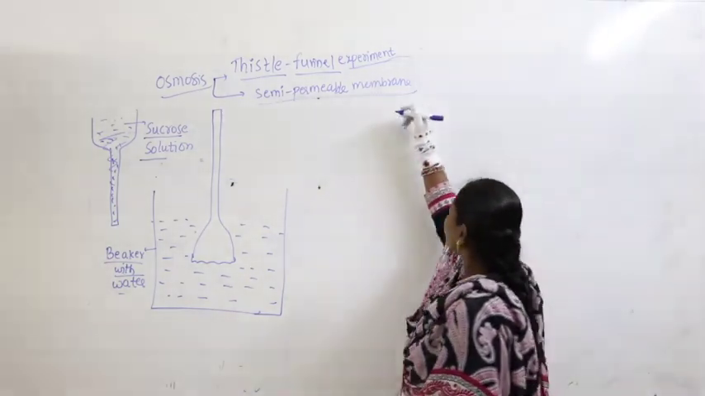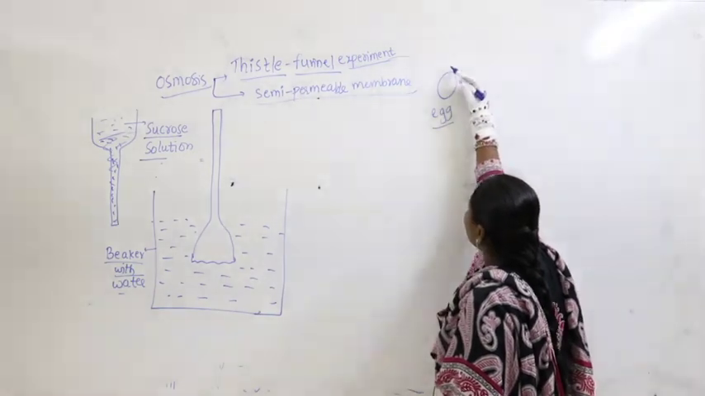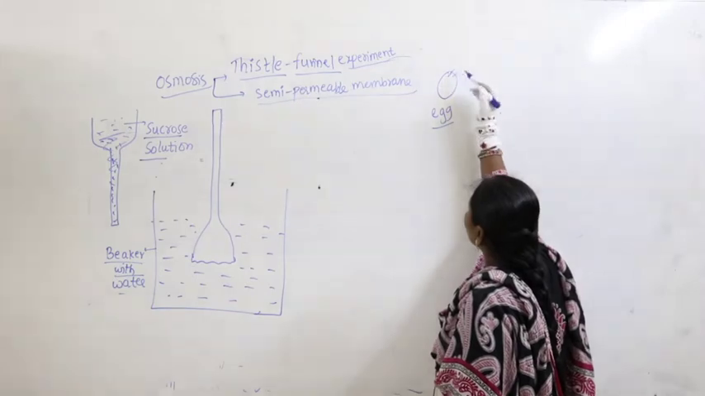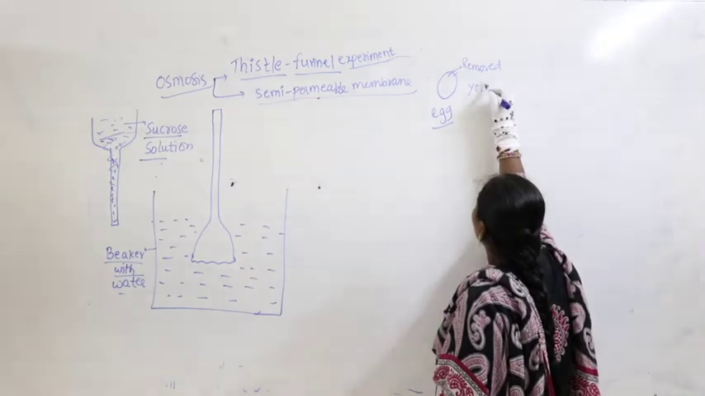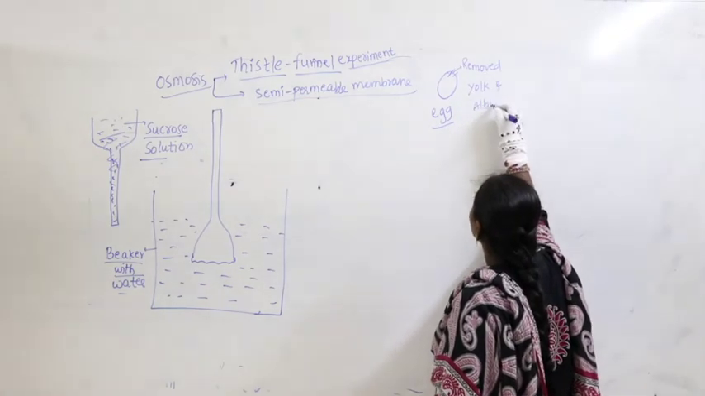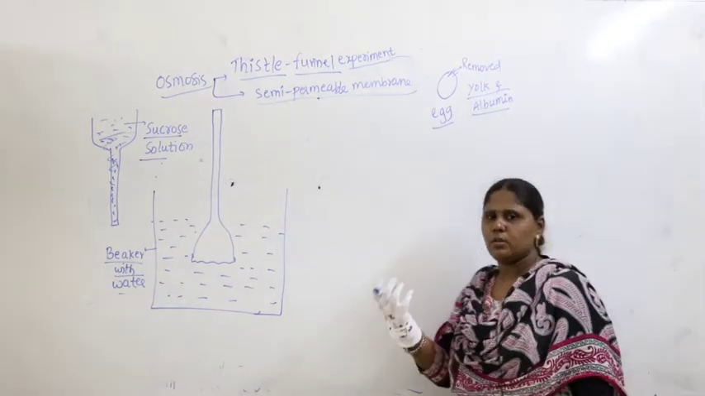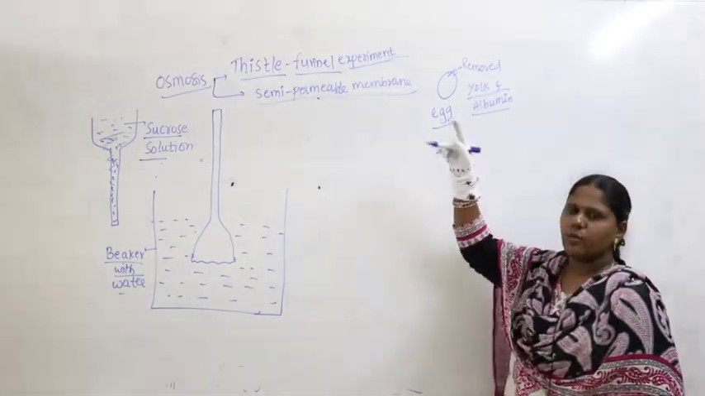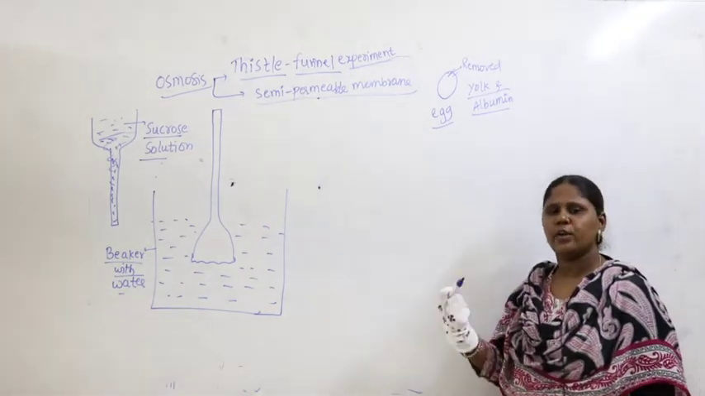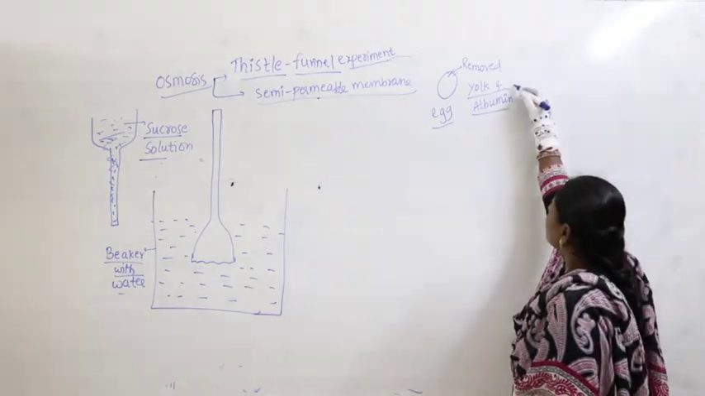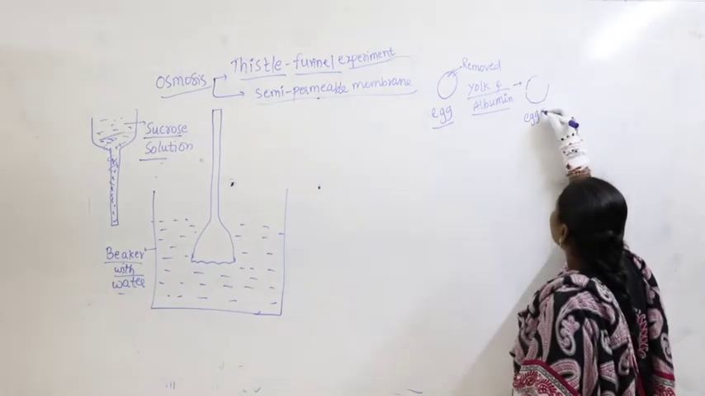So what do they use as a semi-permeable membrane? They took an egg and made one hole in it, and removed the yolk and albumin. What did they remove? The yellowish one is the yolk, and the white fluid is albumin, a protein. So they removed the yellow and white fluid from the hole, and what is remaining here is nothing but the eggshell.